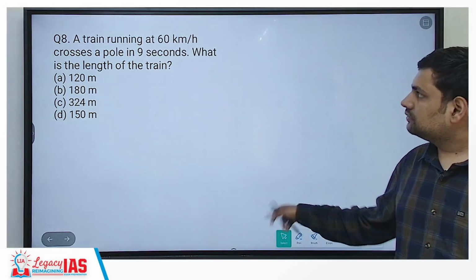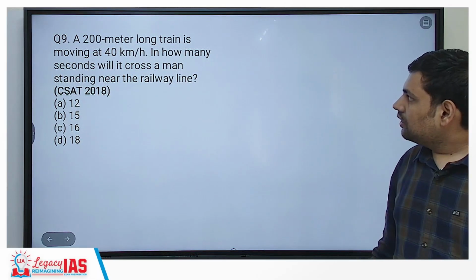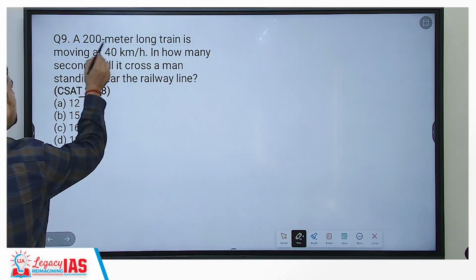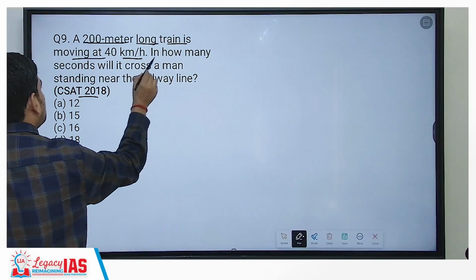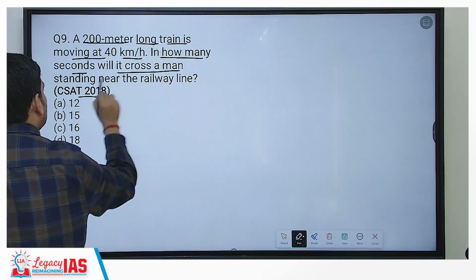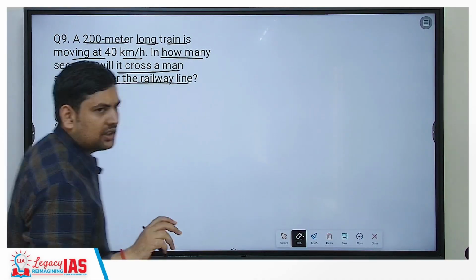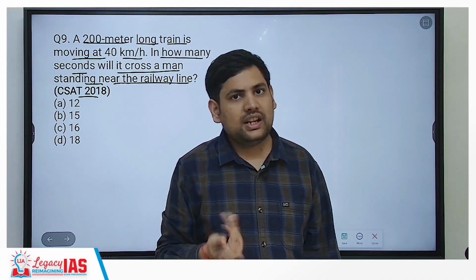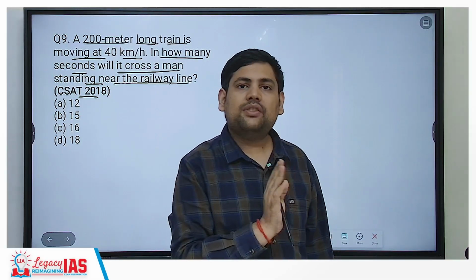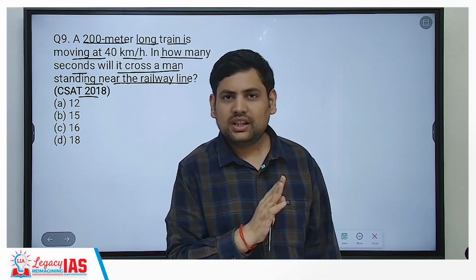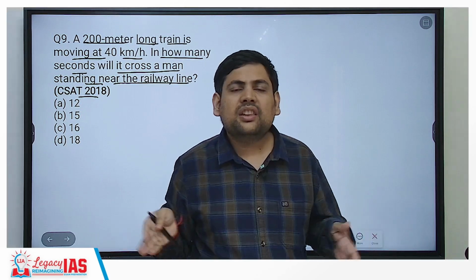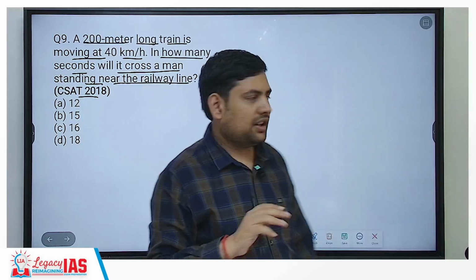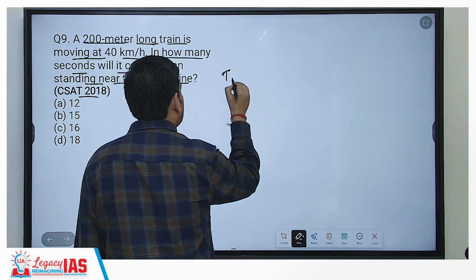Now this is a similar question that was asked by UPSC. A 200-meter long train is moving at 40 km per hour. In how many seconds will it cross a man standing near the railway line? Now, a pole standing or a person just standing, not moving, is the same thing, correct? In whatever time it crosses the pole, in that time only it will cross the person also. We're not considering the width of the person because it is negligible with respect to the length of the entire train. So the formula and everything will still be the same.